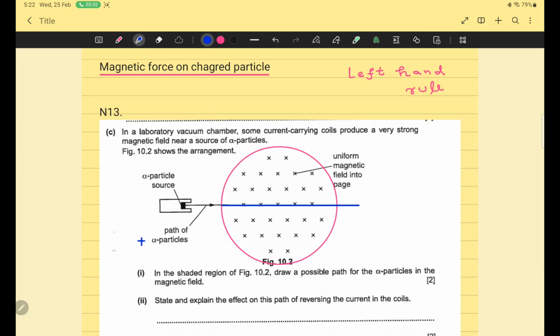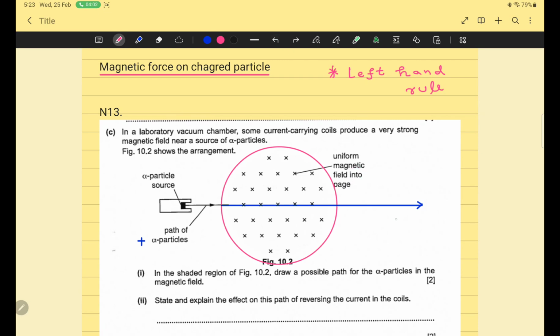When the alpha particle is projected in this direction, the charged particle experiences a magnetic force, and this magnetic force direction is determined by Fleming's left-hand rule. And now you have to apply this rule. Keep your left hand first finger towards the screen because the magnetic field is directed into the page.